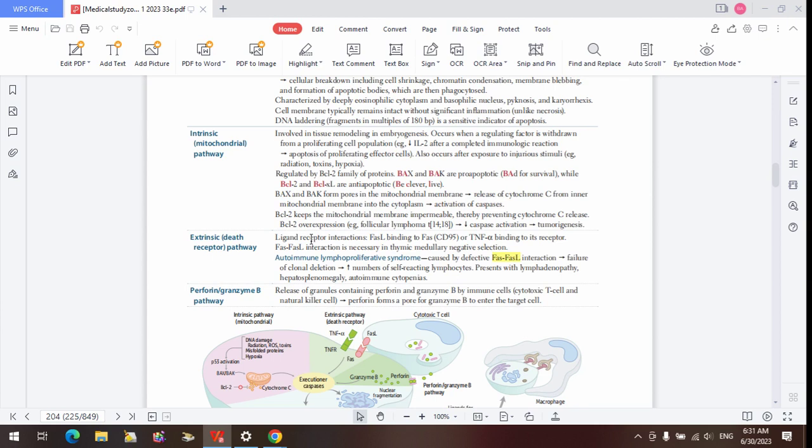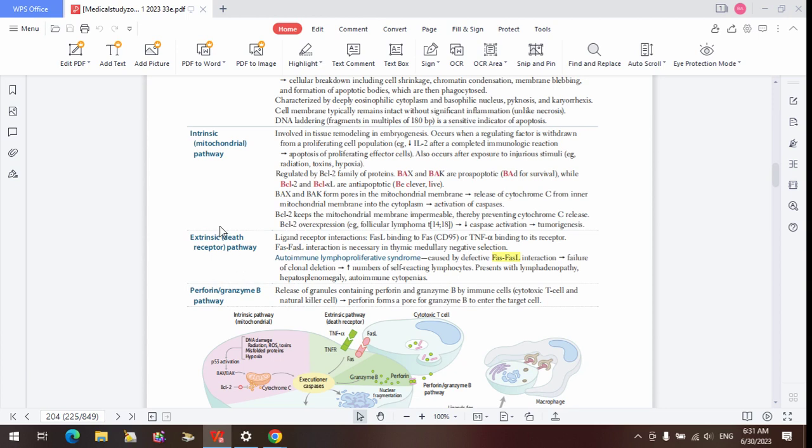So that means that cell will not die because caspase will no longer be activated, and it will develop into a malignancy, a tumor rather. So that's the basis for follicular lymphoma. They don't die because of the fact that they have overexpression of BCL2, which is an anti-apoptotic factor.